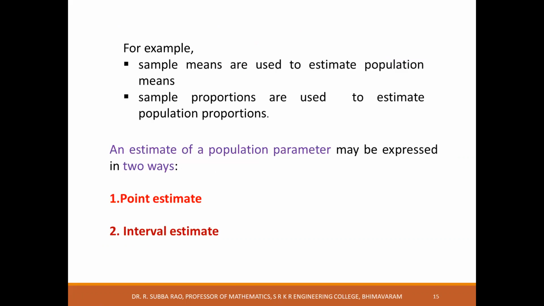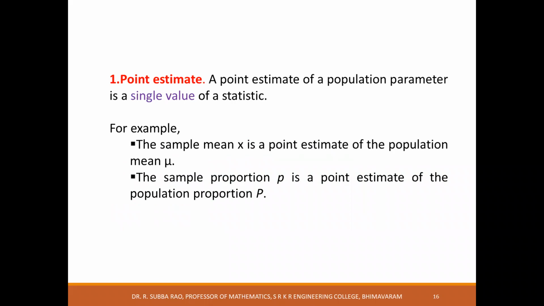Okay, now let us see what a point estimate is and what an interval estimation is. The population parameters can be estimated in only these two ways. Of course, there are other estimations, such as Bayesian estimation, but as far as our syllabus is concerned, we are interested in going up to the point estimation. What is a point estimation? A point estimate of a population parameter is a single value of a statistic.